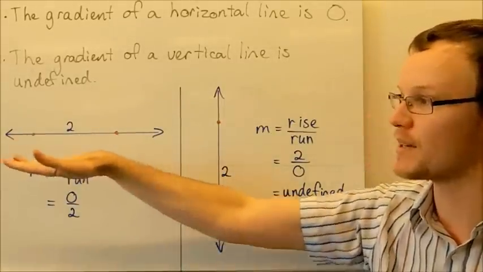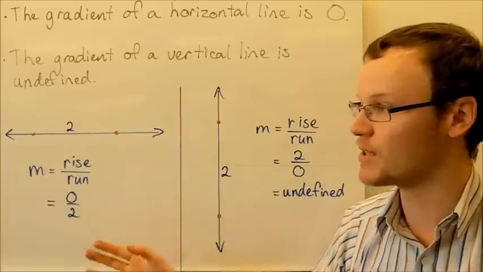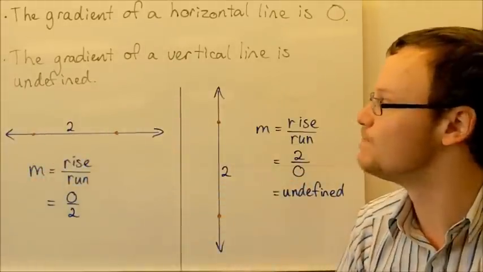So the gradient is 0, it is completely flat. So if you ever see m is equal to 0, that means you've got a flat graph, a horizontal line.